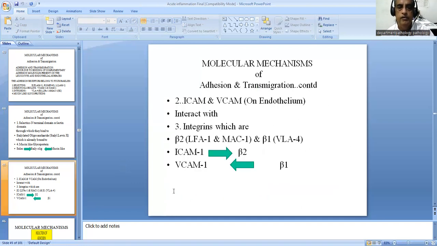Then the 2 and 3 were complementary, the immunoglobulin superfamily and the integrins. How? The ICAM and VCAM are present on the endothelium, whereas integrins are present on the cells. So now the beta 2 group binds with ICAM1 and the beta 1 binds with VCAM1. Again, the cells and the endothelium come in contact with each other through these adhesion molecules and are bound firmly to the surface of endothelial cells.